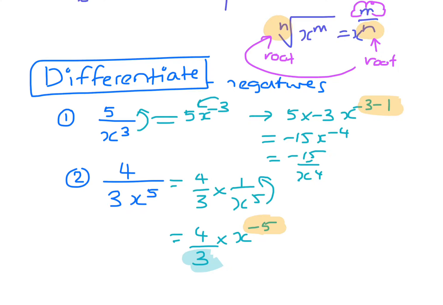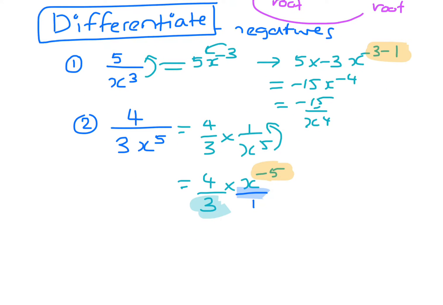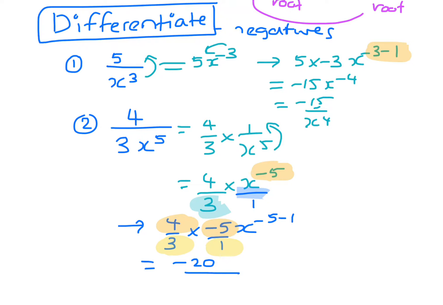So let's differentiate this. It's probably a good idea sometimes to take that x to the minus 5 and put it over 1 so you realise that it's on top. Now when I differentiate this, you get 4 on 3 times minus 5, and notice I've kept it on the top, x to the minus 5 minus 1. So the 4 and the minus 5 are both on top, so you times those two numbers, and the 3 and the 1 are on the bottom. So you just times the top, so you get minus 20, and times the bottom, so 3 1s are 3, and then you get x to the power of minus 6.